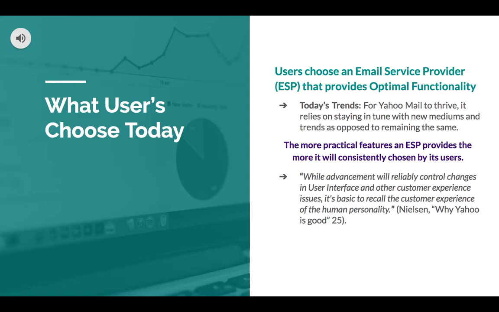Jacob Nielsen describes it best. While advancement with reliability control changes in user interface and other customer experience issues, it's basic to recall the customer experience of the human personality. And although Yahoo Mail regularly changes its interface, it's not enough. Their features also have to reflect human personality. Within the next slide, scope and objective, Rodney is going to continue how our evaluation will help with those features.